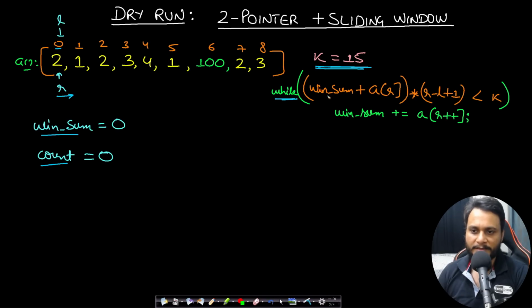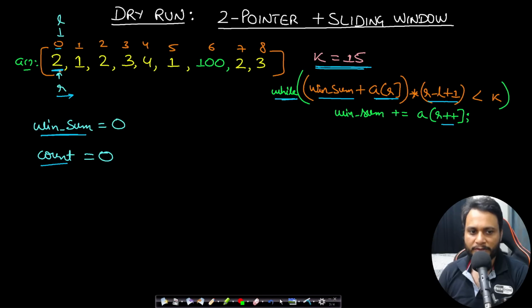And the second case is whatever is the window sum, plus if you happen to include the rth index item, multiplied by the length, that means the window from L to R minus 1, or you can say L to R, it should be less than k. If it is less than k, then I will include this item into my current window and I will be going to the right hand side. That is what I will be doing.